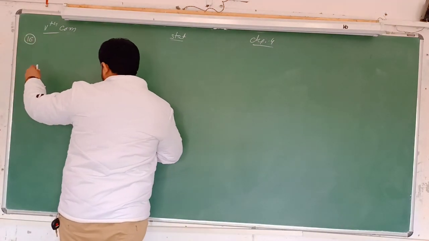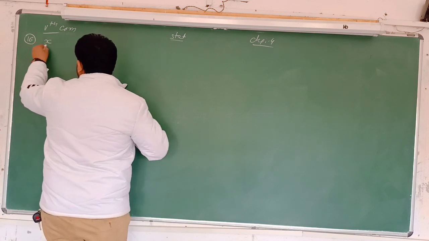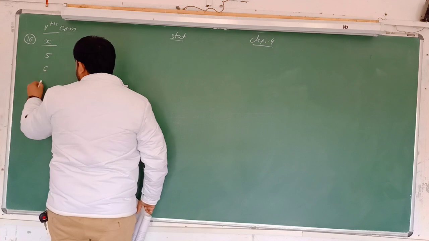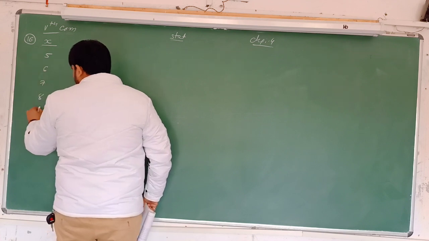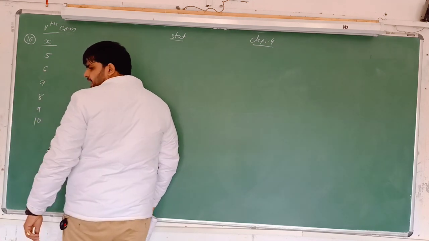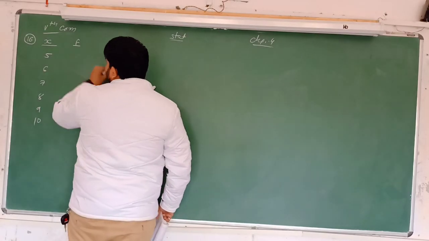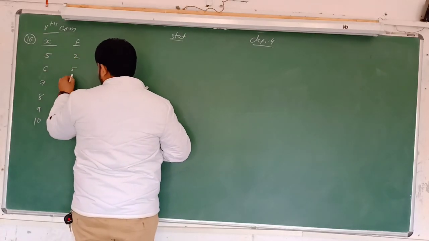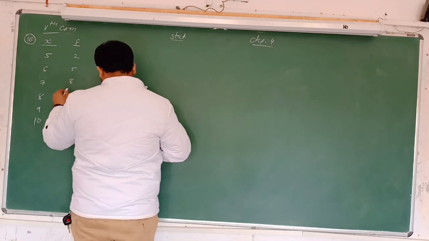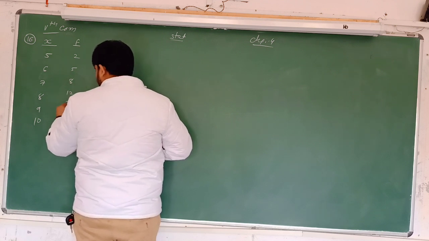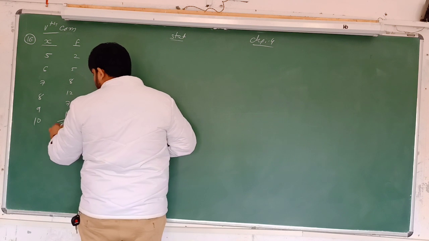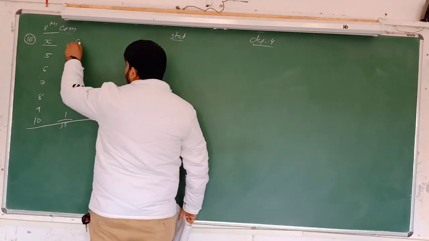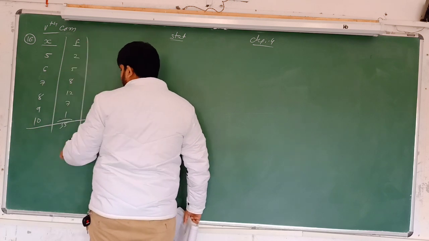So here in number 16, what is given? First of all, x is equal to 5, 6, 7, 8, 9 and 10. Okay. So f, the frequency, is 2, 5, 8, 12, 7, 1. Total 35. Clear?